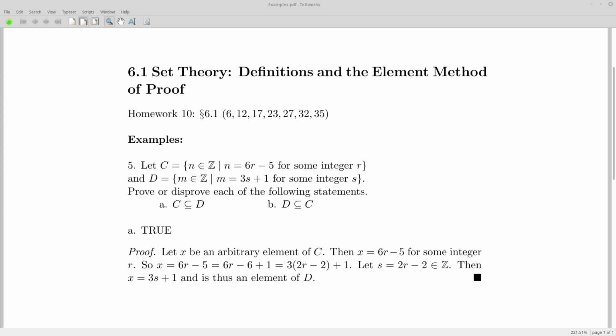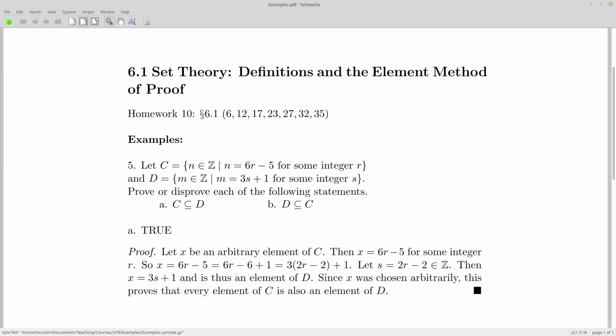Now, that kind of finishes the proof, but we'll just clarify a couple other things here. We know that the x was chosen arbitrarily, and so that proves that every element of C is also an element of D. So it's not just that particular x, but because it was chosen arbitrarily, we don't even know the value of x. We were able to make use of the form as opposed to its value.